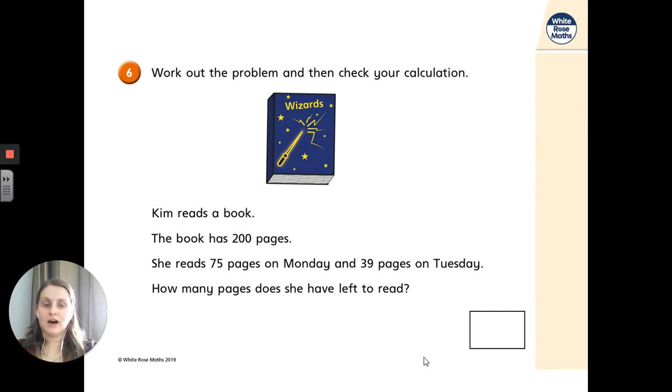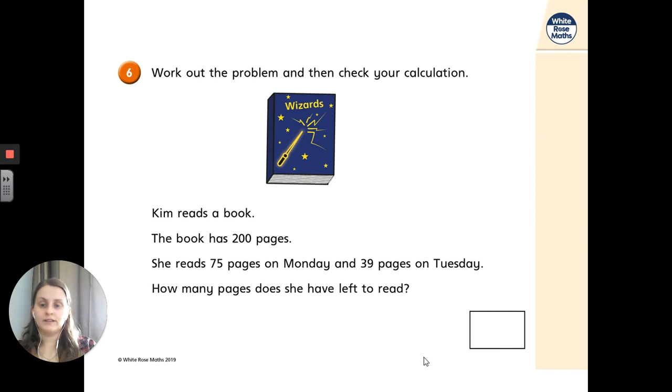So you might want to work out how much she's read altogether, first of all, and then see what she would need to then read to get to the next one. So you might add, then subtract. Once you've done that, you might then do a subtraction and then an add to check if you've got that right. So 2 calculations there.